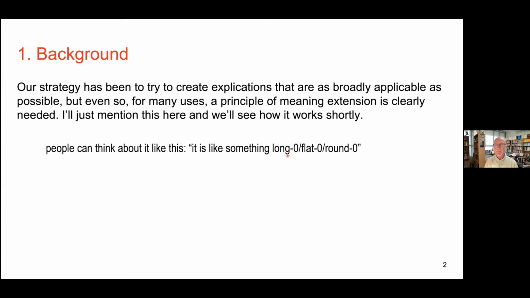Once you have your basic meaning long, I'm going to use this extension 0, long 0, flat 0, round 0 to designate the basic molecular meaning of those words. Once you've got those words in place, you can use a component in other explications to this effect: people can think about it like this, it is like something long, or it is like something flat, or it is like something round. That's a way of getting a kind of meaning extension. It's not the same as classical lexical polysemy, and you'll see how it works as we go through the rest of the talk.